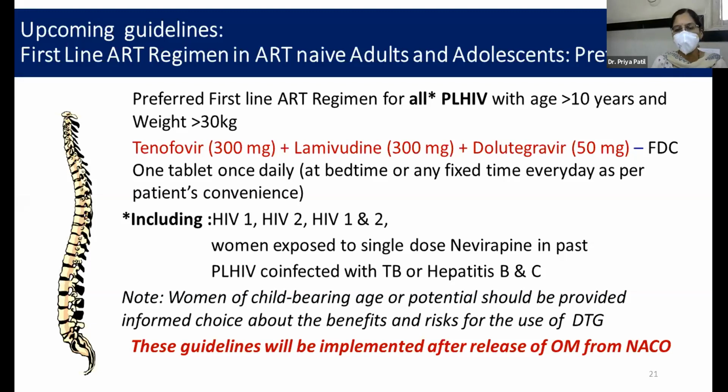Now, women of childbearing age or potential should be provided informed choice about the benefits and risks for the use of dolutegravir. Now, these guidelines will be implemented only after the release of OM from NACO and not now. So, there should be no confusion in this. Please remember that this first line regimen will be implemented not now, but at a later date when NACO will be issuing us an OM officially to use it for the first line.